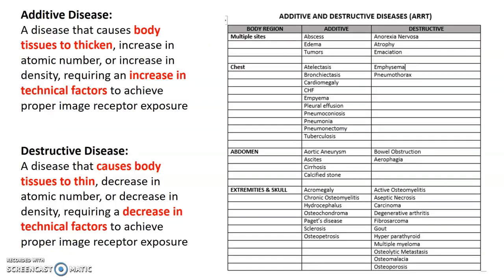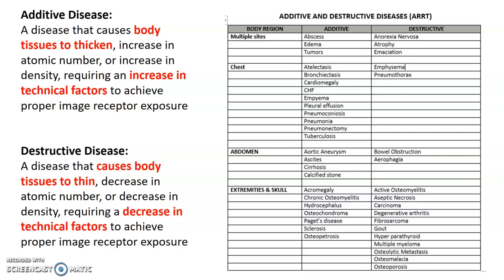All right, additive disease versus destructive disease. This is going to be on your board. So I'm going to send this chart to you guys in a handout as well. But so you need to know which is considered an additive and which is considered destructive. So an additive disease is a disease that causes the body tissues to thicken. There's an increase in atomic number, increase in density.